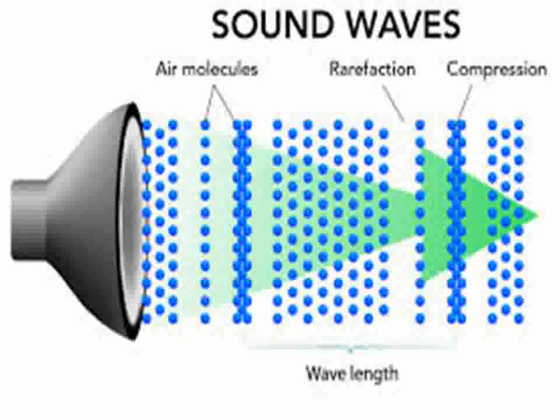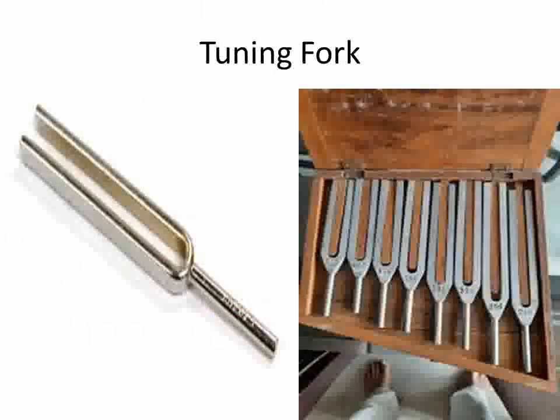When the molecules are closer, this is known as compression. When molecules are far away from each other, it is known as rarefaction, and in this way energy is transmitted from molecules of air from one place to another place in air. This figure shows a tuning fork.